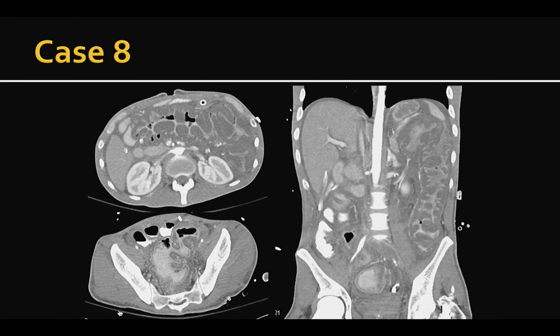Case 8 is a patient with profuse watery diarrhea and recent hospitalization. So hopefully the findings are pretty apparent, but they are a pancolitis with very severe wall thickening and submucosal edema. Notice that this has a very nodular appearance. If we did a radiograph on this person, this is the corresponding finding for thumbprinting, and some people have described this as an accordion sign because it looks like this.